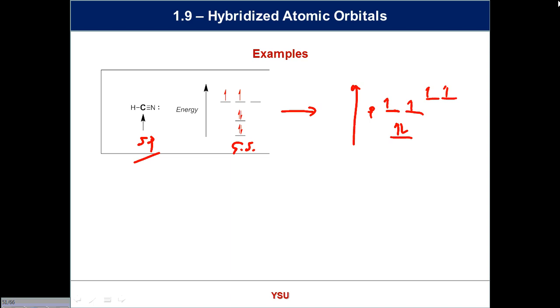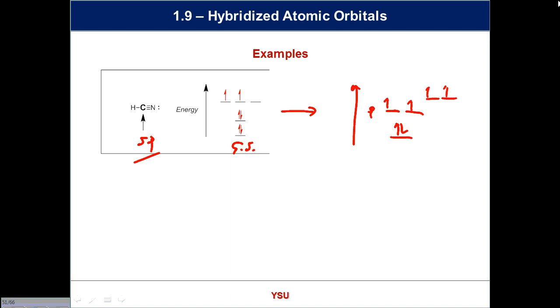So we are filling up singly before we're doubling up, and something you may not have seen before is that these p orbitals aren't that far away energy-wise, and it takes less energy to put one there than it does to cram it into that half-filled s orbital. That might be something new. Well, what I've got now is a nice orbital picture for sp hybrid carbon.